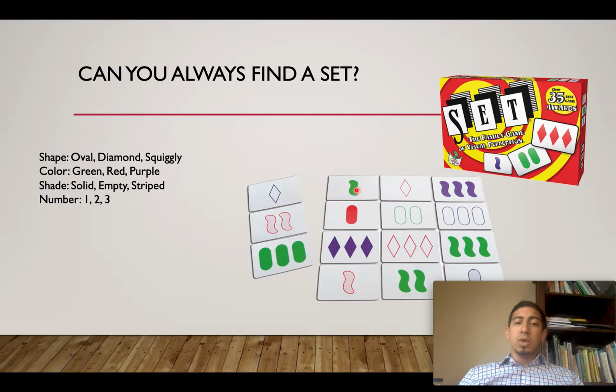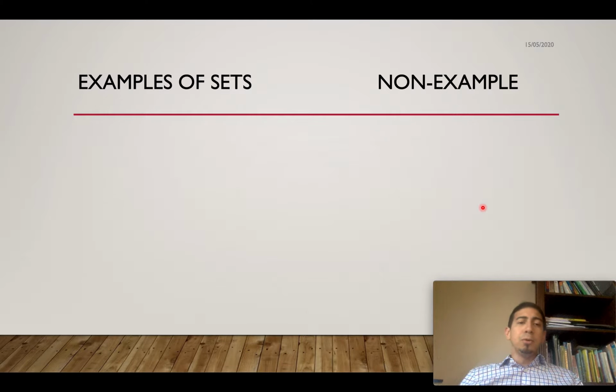So in this one, you have 1 object, 1 object, and 3 objects. It's not true that they're all different, because these 2 share the fact that they have 1 object. So the third one had to have 1 object if it was going to work. If you had the 1 purple fully shaded diamond, that would have been a set, but it's not. So hopefully you get the hang of it.